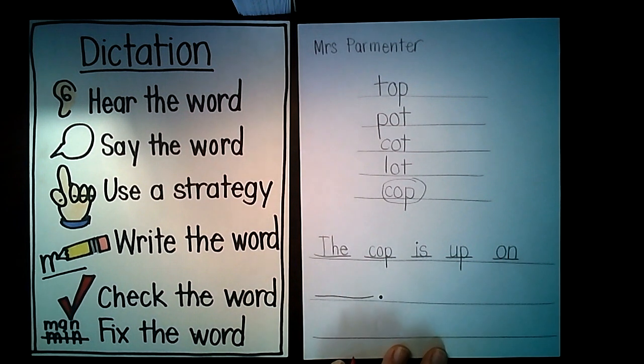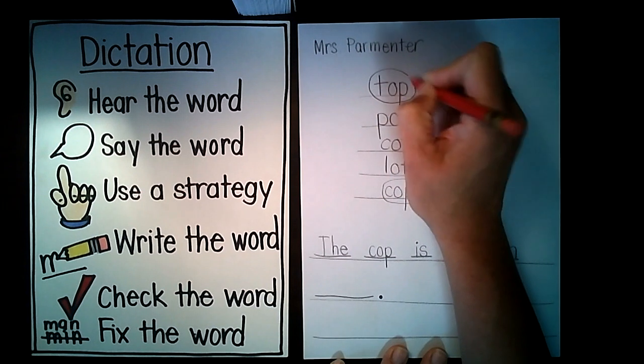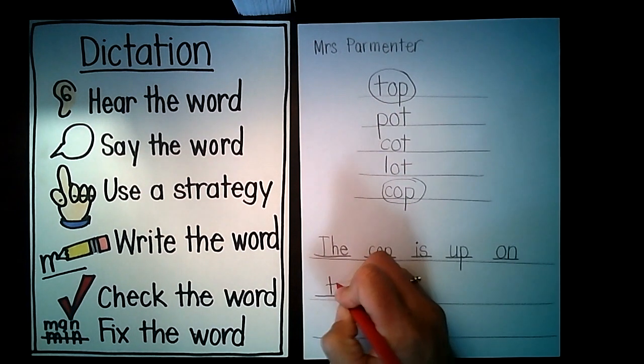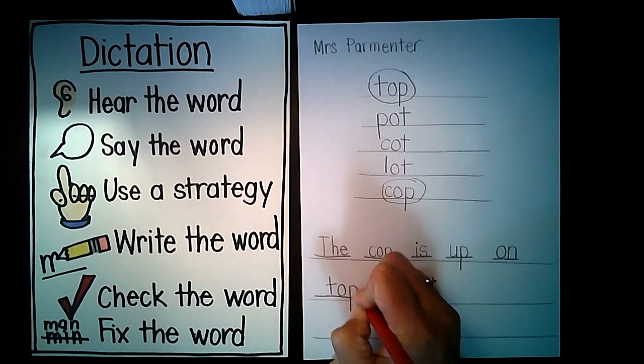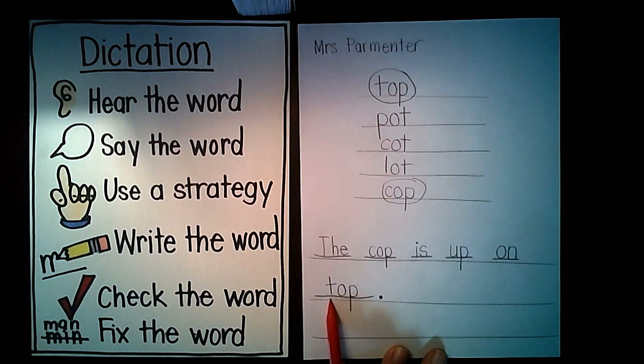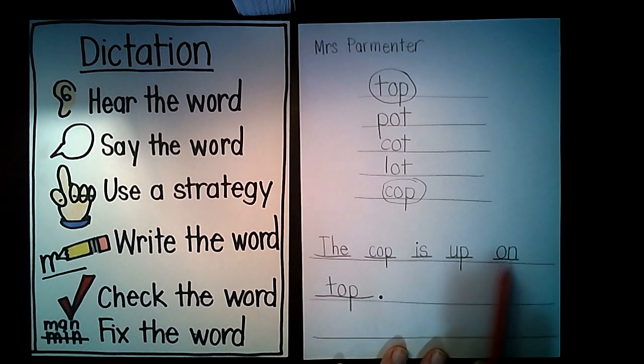The cop is up on top. Top. I remember that was at the top of our list of the words we wrote together. I'm going to write that right here. Notice I did not use an uppercase T because this word is not at the beginning of the sentence. It's just at the beginning of the line, and those are two different things. The cop is up on top. Now read it with me. The cop is up on top.